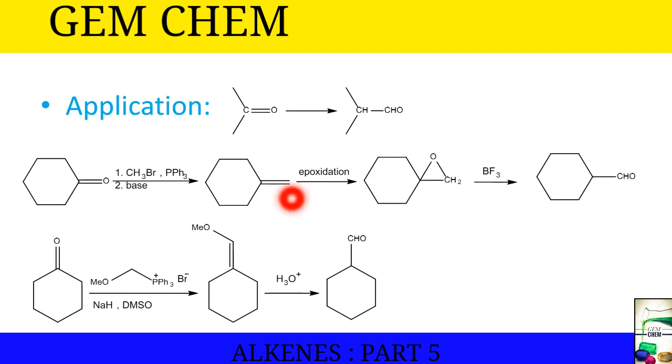Next, we will see an application. Now using Wittig reaction, we can convert a carbonyl compound into an aldehyde with 1 carbon extra, that is CHCHO. See this one, this is a ketone. We know how to prepare this one. Previously we have already seen. Now on epoxidation, it gives this one. That is, there is a bonding with the oxygen. Then when BF3 is added, this epoxide opens up.